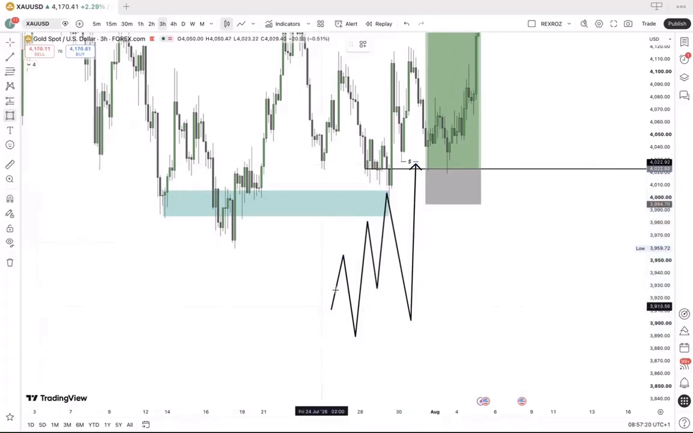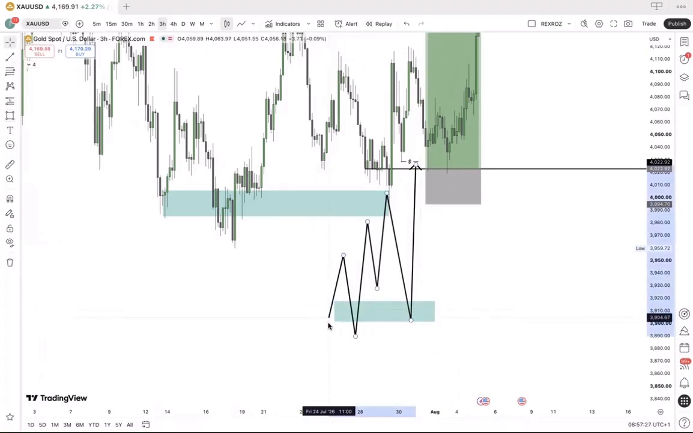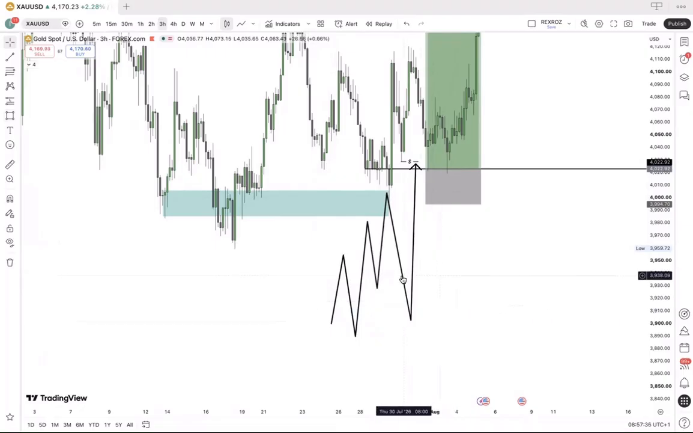Now, this zone right here is your QM. What's a QM? The candle that swept off the liquidity caused the fail, that swept off this fail order block right here. This is your QM zone. Your stop loss goes below the well-protected low. Well, for the sake of time, let's proceed to the chart.